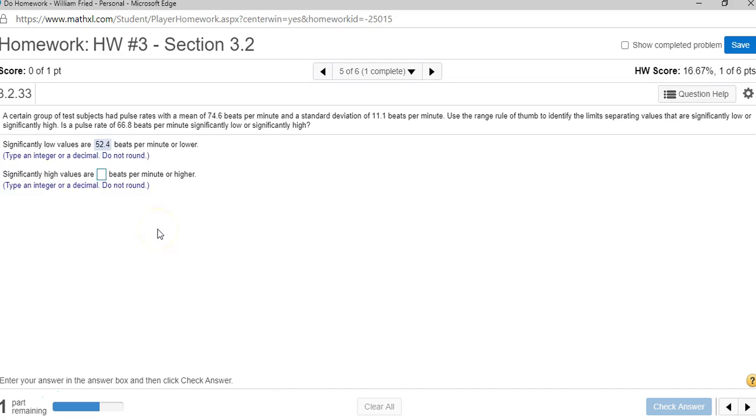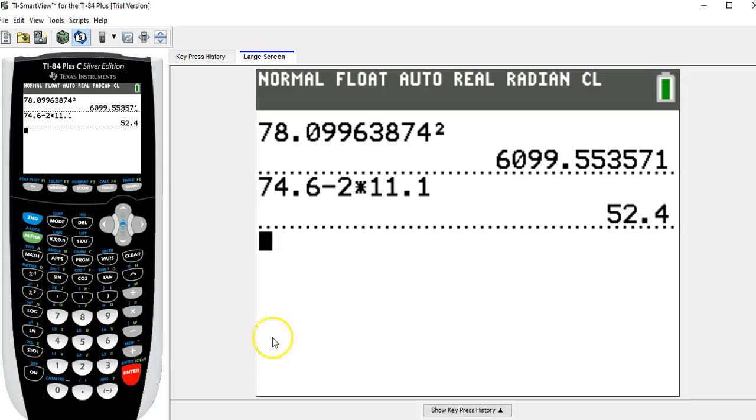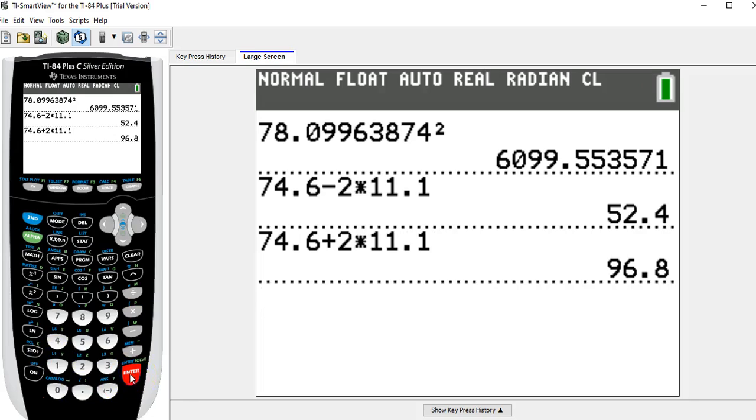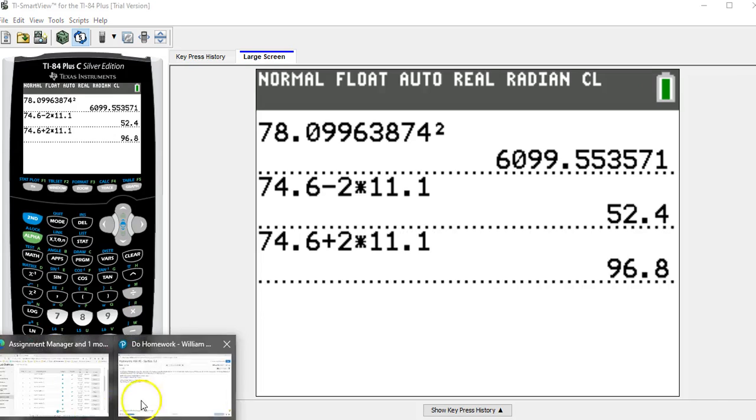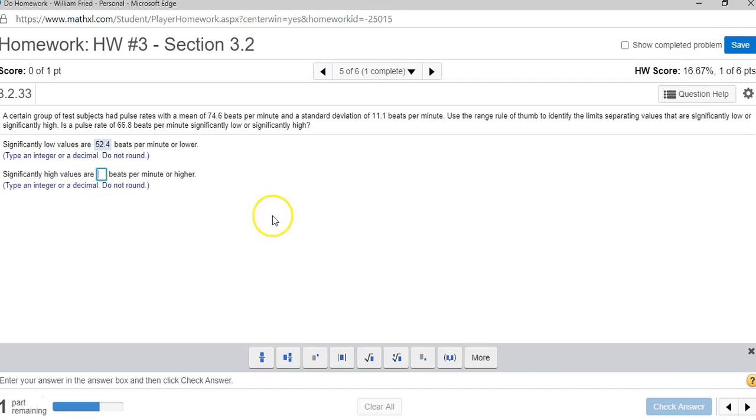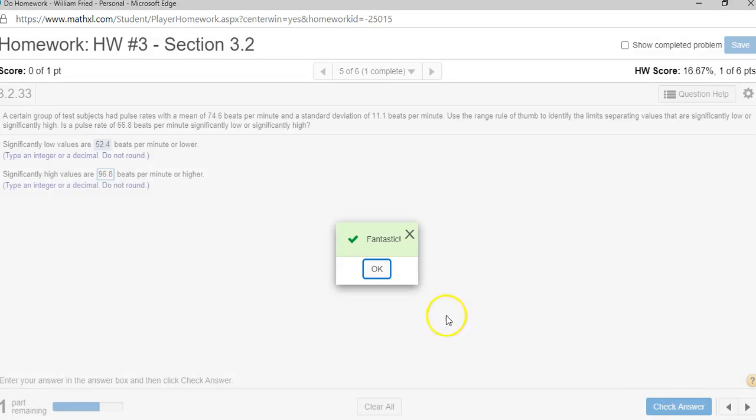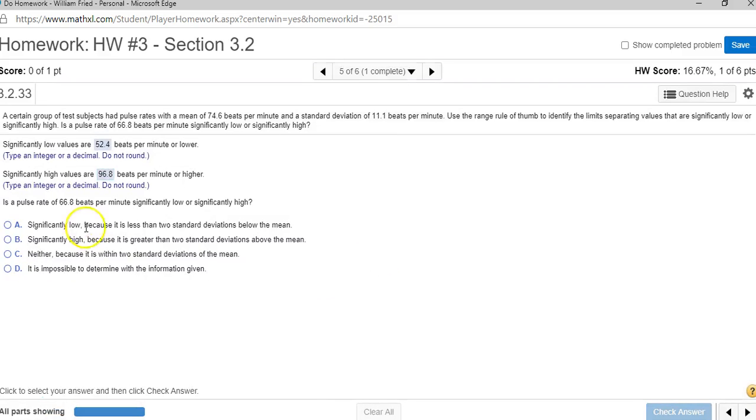For significantly high values, I'll add 2 standard deviations to the mean as follows. It's going to be 74.6 plus 2 times 11.1, and that gives me a value of 96.8. Check. Fantastic.